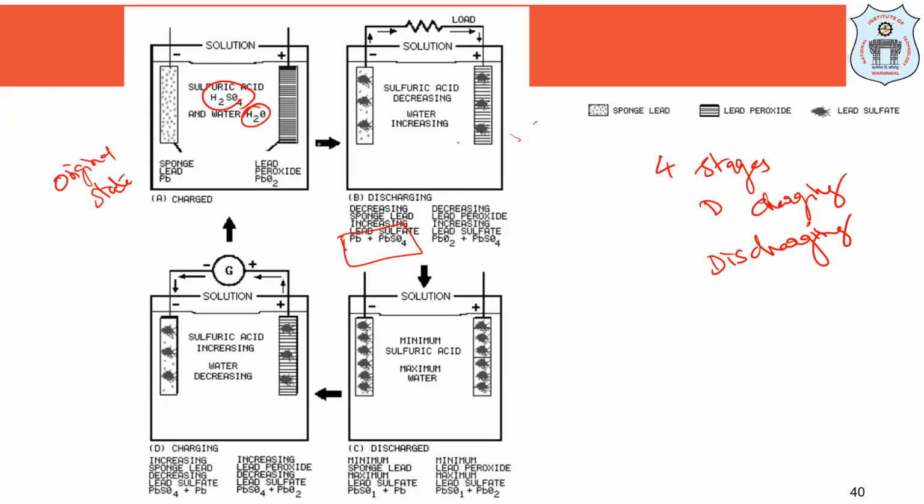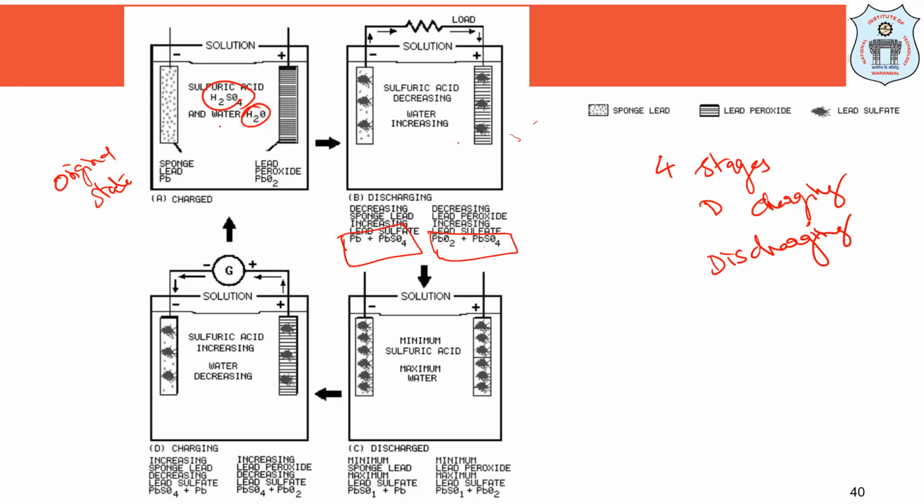So this sponge lead is becoming lead and lead sulfate, and this electrode, which was simply lead peroxide, there is a decrease in lead peroxide and an increase in lead sulfate. So that's what happens during discharge.